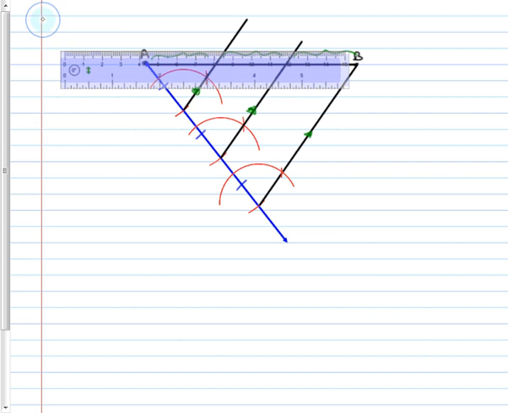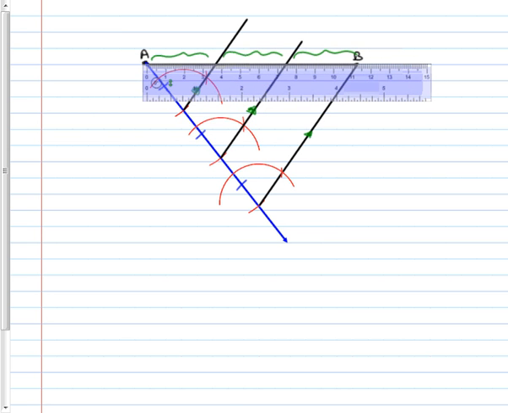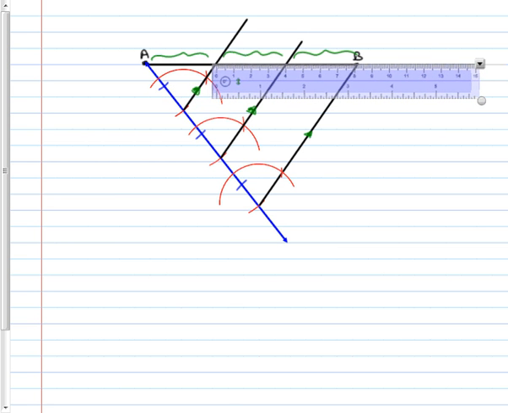So for me, the moment of truth is going to be, well, let's measure it. Let's see. 4, that looks about right. 4 units is my first one. Woo, 4 units is my second one. 4 units is my third one. We just trisected that top segment.